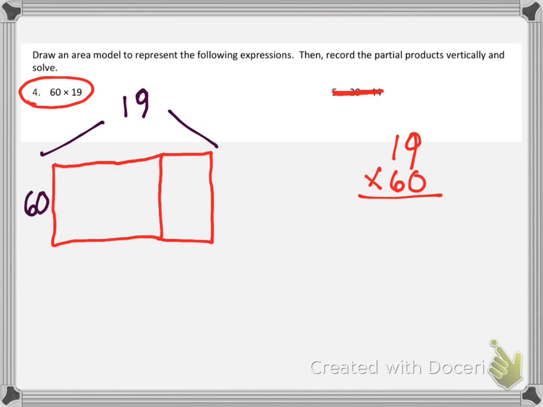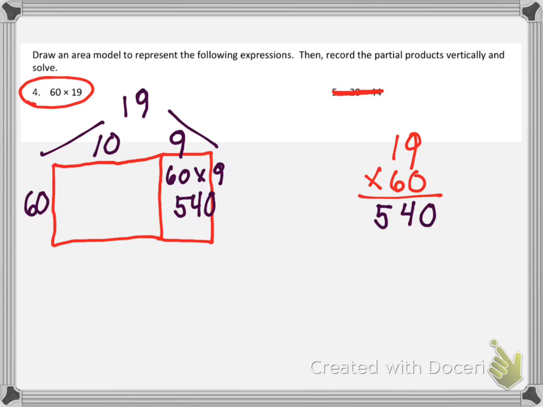And we're going to decompose the 19. This side is 10, and the ones is a 9. So now we can start multiplying. 60 times 9, remember 6 times 9 is 54, and we have our 0, so it becomes 540. So let's place that, now our first partial product, 540.